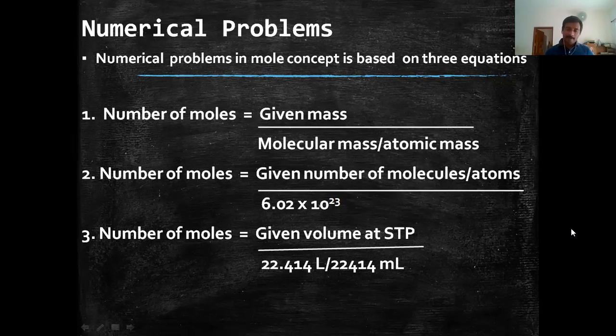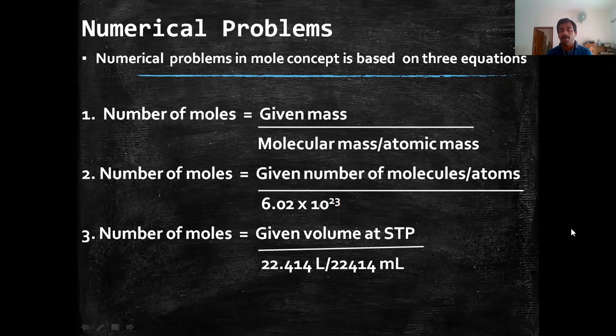Now second case, instead of mass, suppose number of molecules are given. Then how will you find out number of moles? We know 1 mole contains 6.02 into 10 raised to 23 molecules. 1 mole of molecule means 6.02 into 10 raised to 23 molecules. So number of moles can be calculated using the equation: number of moles equal to given number of molecules divided by 6.02 into 10 raised to 23.